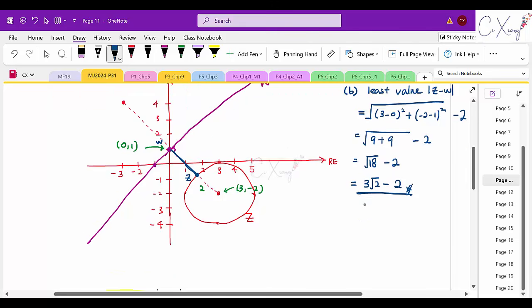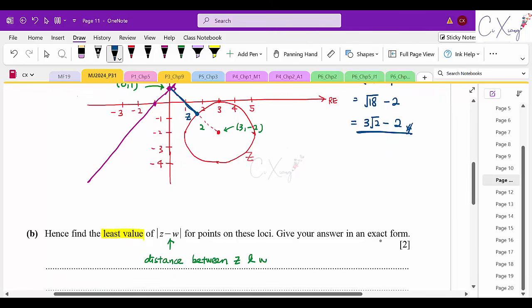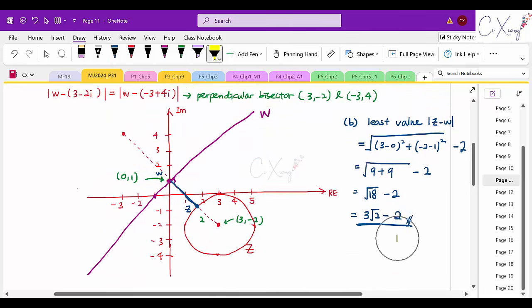Just to double check whether they want us to give an exact value. Yes, so highlight the keyword exact form. Your answer cannot be a decimal number, it should be something like this. So this is basically how we get the least value between the Z and the W. Here is the end of question number 7.